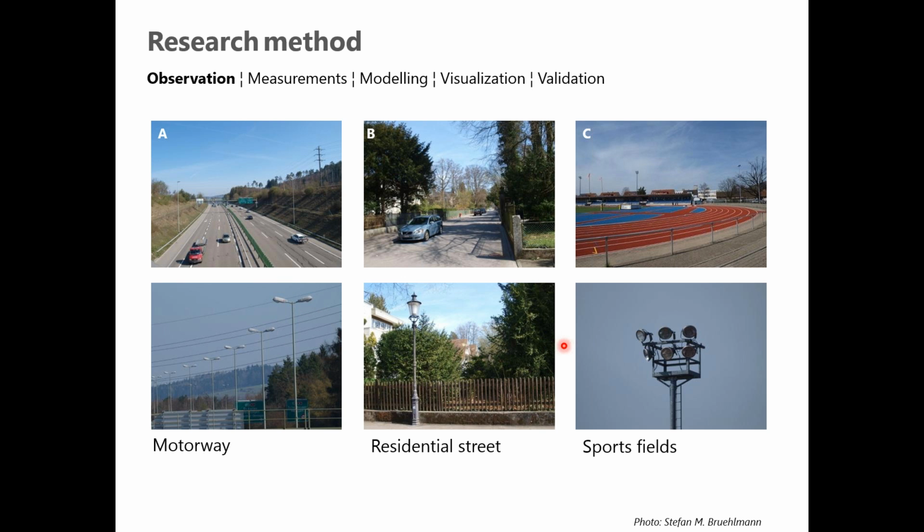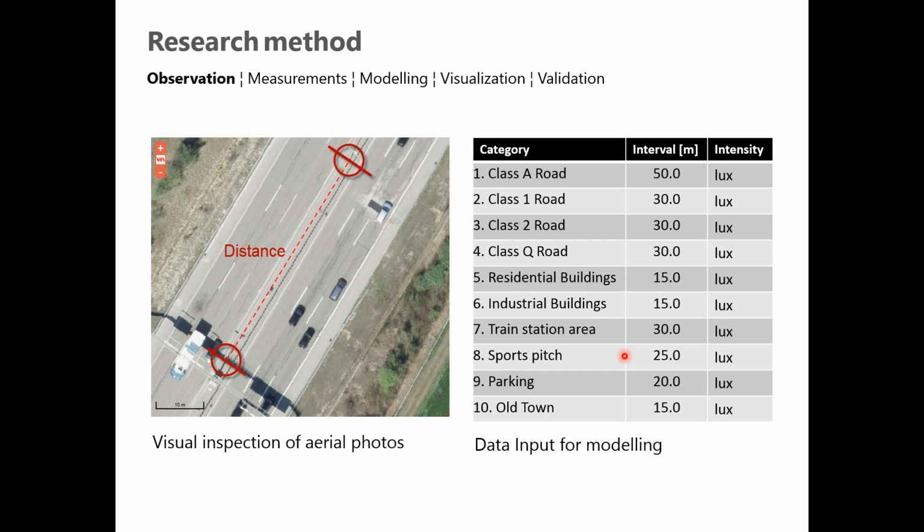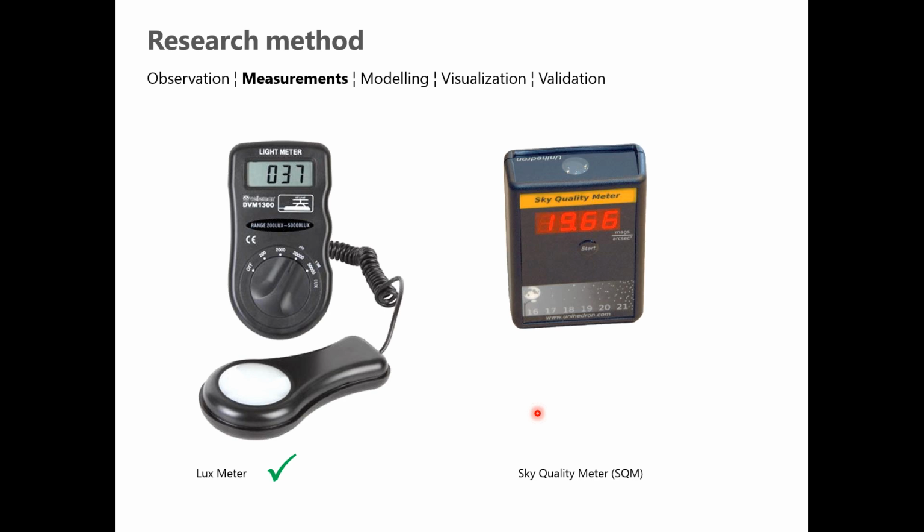Motorways have completely different light sources than a residential street light. Sports fields have very different light sources. So I clustered these different light sources into 10 categories, mainly street light in the first 4, then lights from residential buildings, from industrial buildings, lights from train stations, from sports pitches, for example the football field, from parkings, and light from the Old Town, where there are a lot of shops and light sources concentrated in a small area.